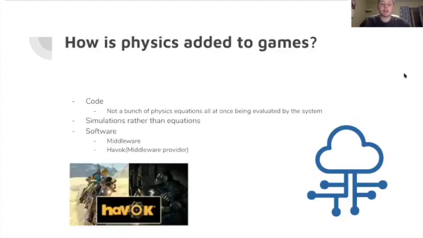So how is physics added to games? Through code. Not a bunch of physics equations are being evaluated all at the same time. Rather, people use software called middleware, and there's a company called Havok that is a middleware provider. They provide an engine that is already loaded with physics equations, or simulations, I should say, where programmers can add that into their games, and it will take on all of those things, and you'll be able to run and jump like real life.